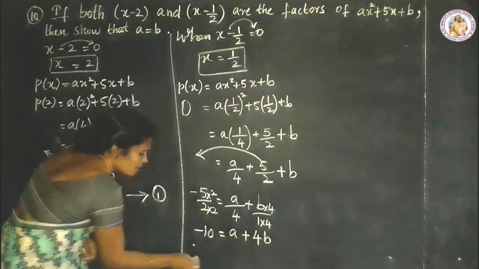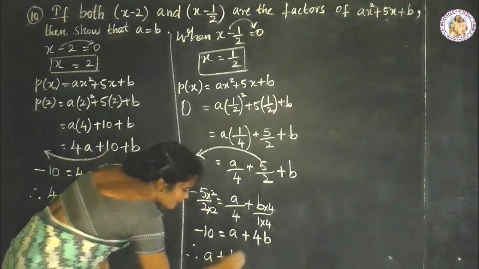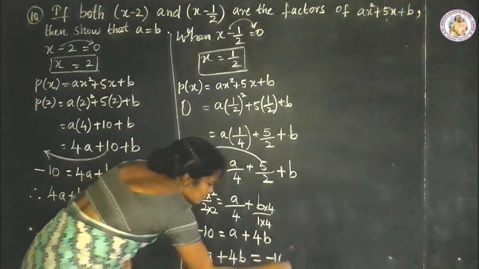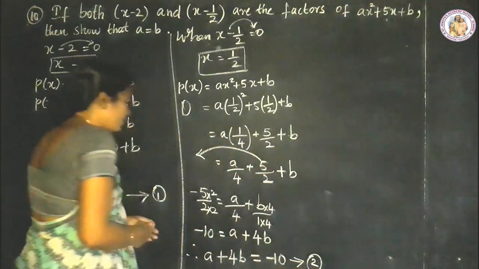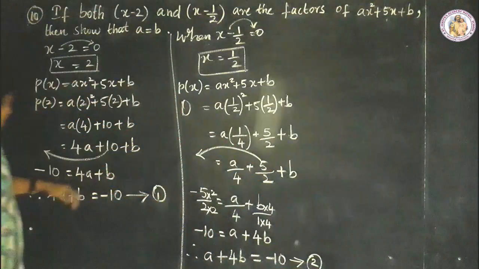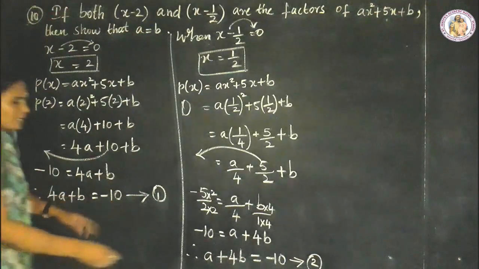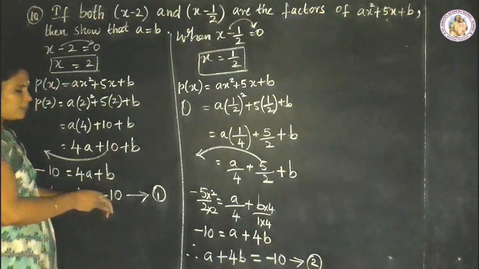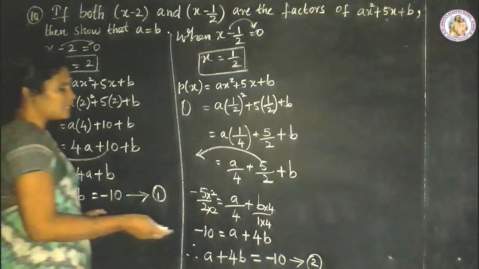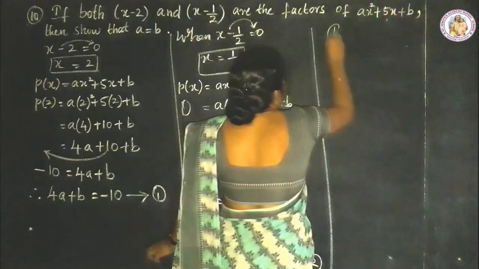Therefore we take a plus 4b is equal to minus 10. Equation number 2. Now the first equation: 4a plus b is equal to minus 10. Well, minus 10, and here we have minus 10. If 1 minus 10 goes to the other side, it will become plus 10. Plus 10 minus 10 cancel. So let us consider equation number 1 and 2.